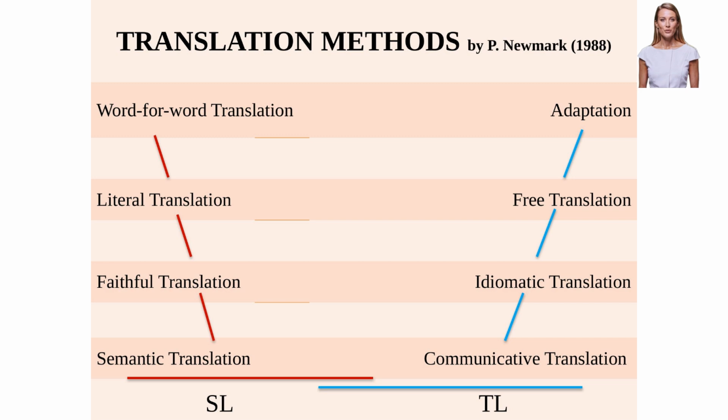Peter Newmark, one of the most famous translators and researchers on translation studies, had created a framework that performed the 8 methods of translation, starting from the source language perspective to the target language one. You can see very clearly in the slide. 4 methods based on source language are word-for-word translation, literal translation, faithful translation, and semantic translation. 4 methods based on target language are communicative translation, idiomatic translation, free translation, and adaptation.